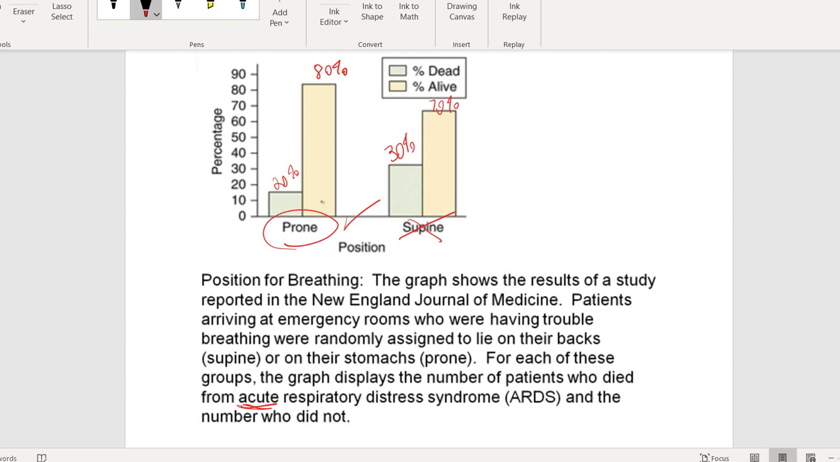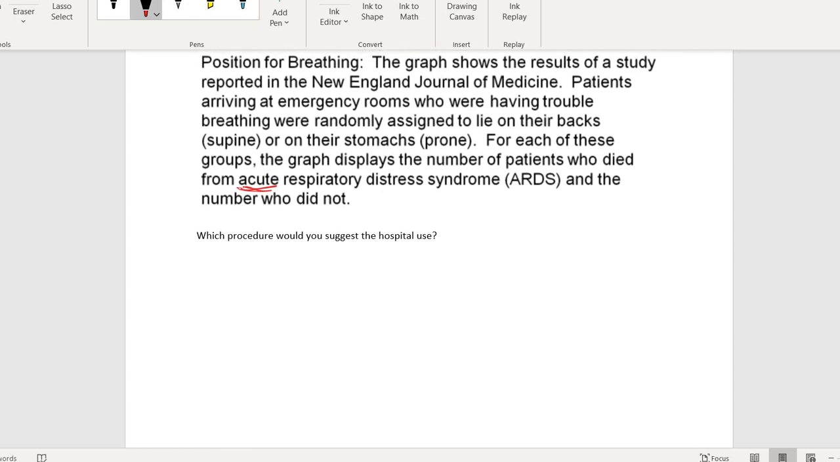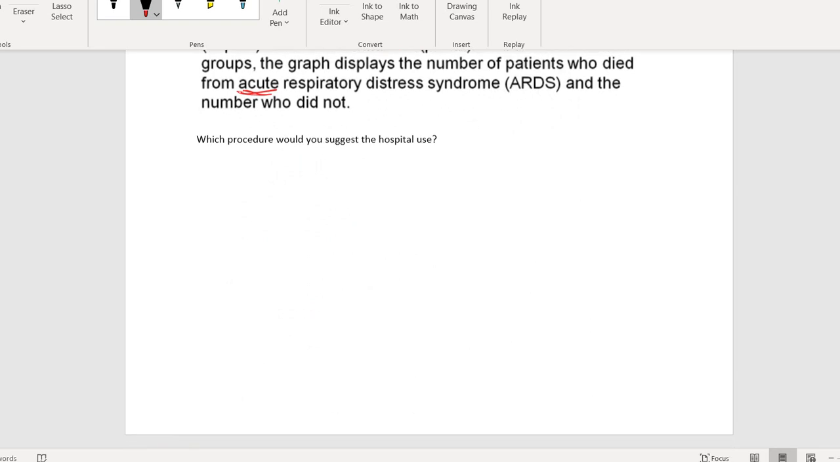Okay, great. So that is it for us. We are now going to move on to section 2.5.